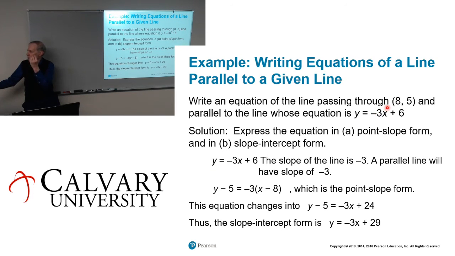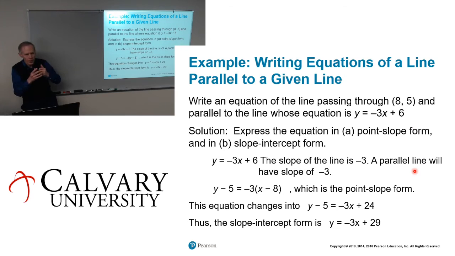But if it's going through 8, 5, then you have point slope form, y minus 5 equals -3 times x minus 8, and then you convert that into the slope intercept form. So this line right here and this line right here would be parallel.